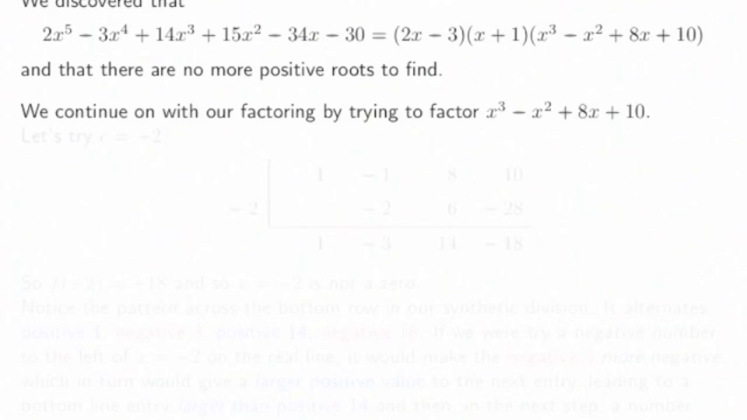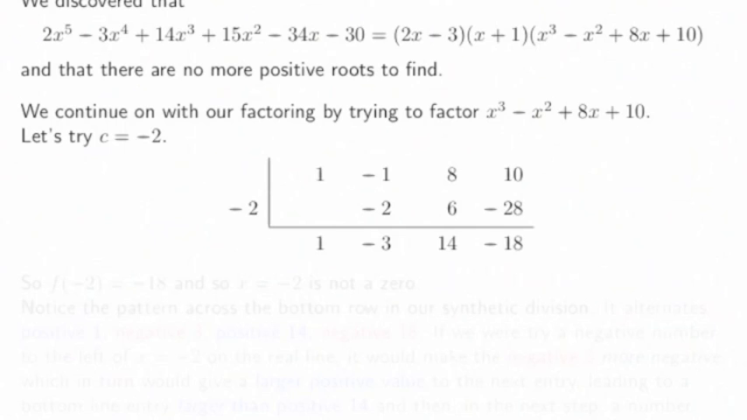All right, now we need to factor the cubic, and there are no more positive roots to find, so let's try something like minus 2. If I plug in minus 2, in other words, I'm dividing by x plus 2, there's my synthetic division. Look at the number at the bottom right, that minus 18. Darn, it's not a 0. F of minus 2 is minus 18, and so minus 2 is not a 0.